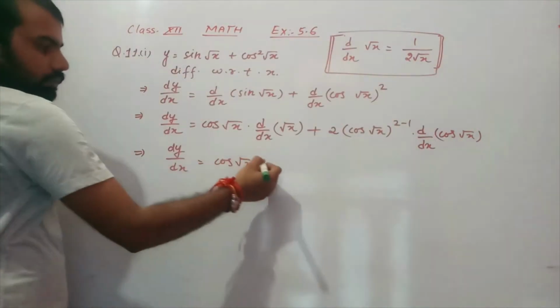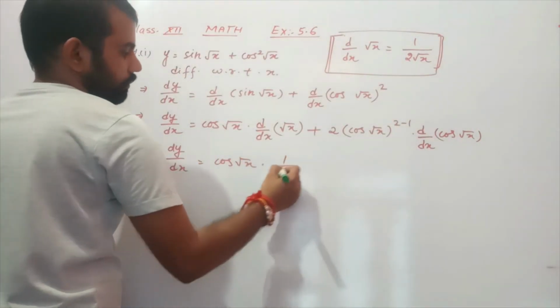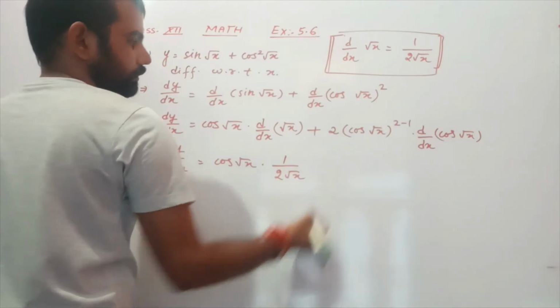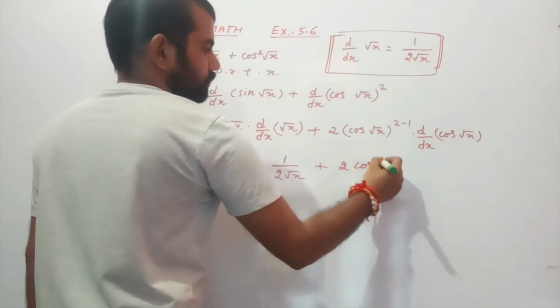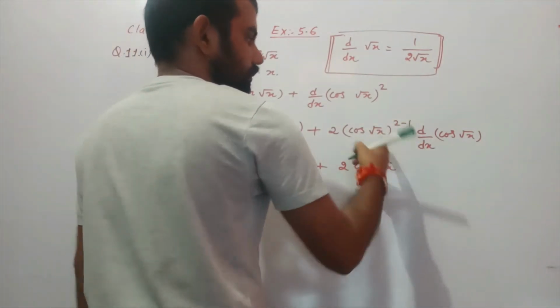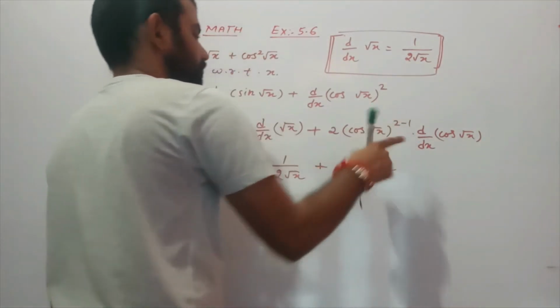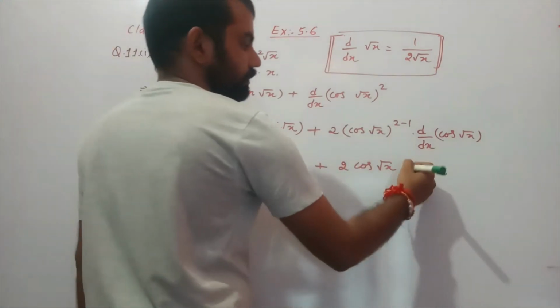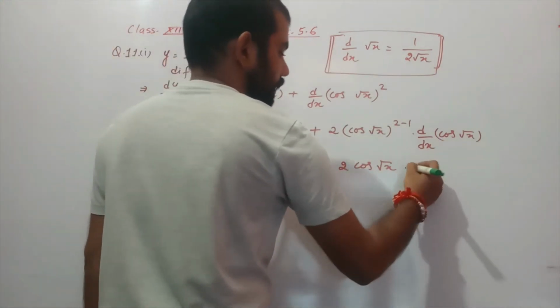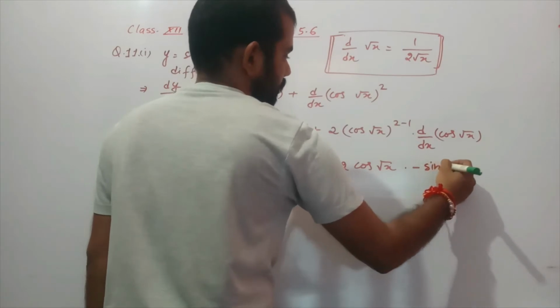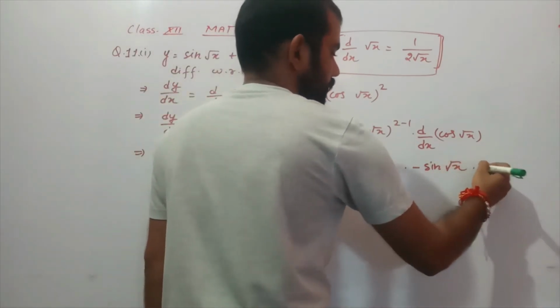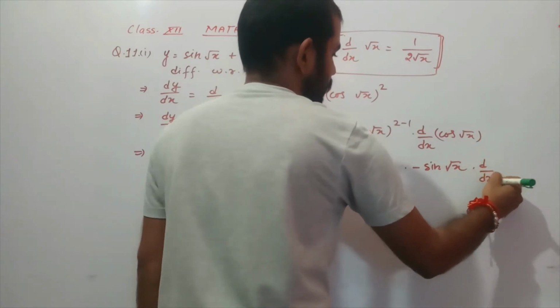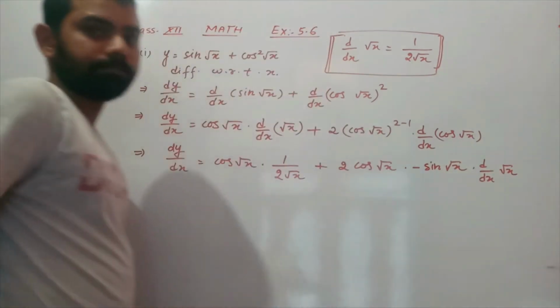So here will be 1 upon 2 root x plus 2 cos root x. 2 cos root x to the power 1, means 2 cos root x into the derivative of cos x, which is minus sin x, so minus sin root x. Again the differentiation of root x.